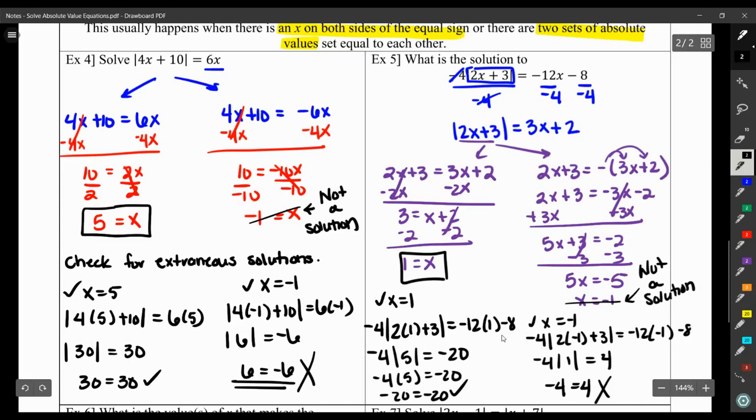So we should have had x equals 1 is a solution because when you substitute it back in, you'd get a true statement. So this worked as a solution. X equals -1 did not work as a solution because when I plugged it back in, it gave me a false answer.